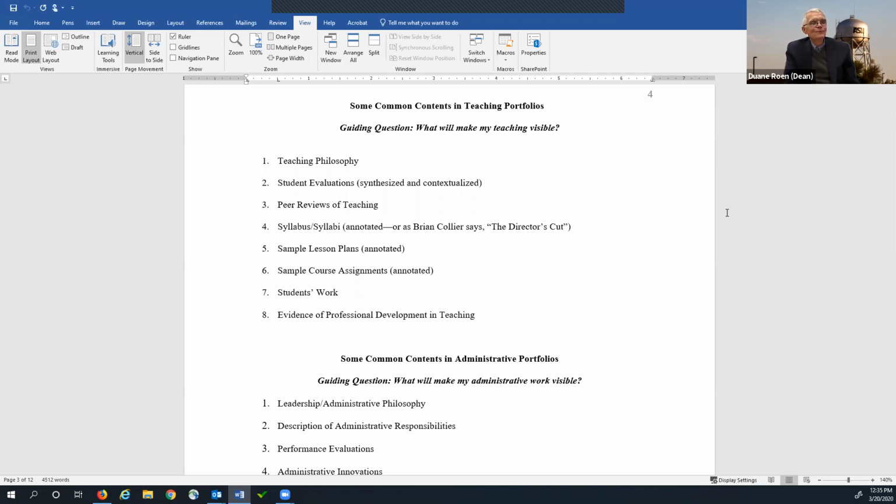Okay. So some common contents of teaching portfolios. These are the most common contents of teaching portfolios. And I want to note that guiding question at the top. What will make my teaching visible? And again, that goes back to what I mentioned earlier. We don't need to do that for our students because they're witnessing it every day. But for our colleagues who are making decisions about whether to hire us, whether to give us a high annual evaluation score, or to grant us tenure and promotion, we need to make the teaching visible to them.